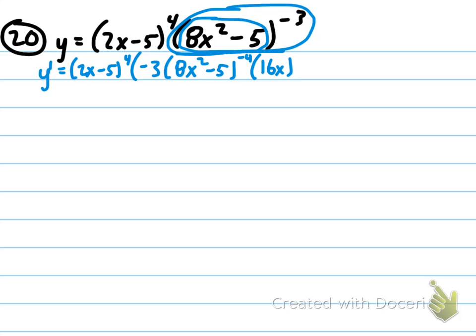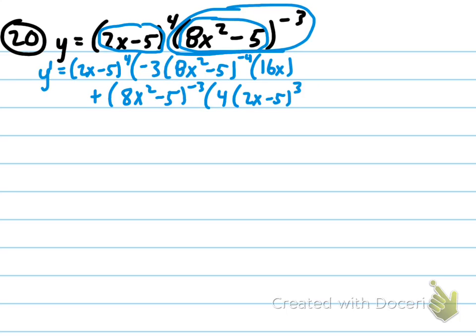Now I'm going to add to that the second function, which is 8x squared minus 5 to the negative 3, and I'm going to multiply that by the derivative of the first function, which is 4 times the inside, 2x minus 5, to the 4 minus 1, which is 3. But then, don't forget, we have this inside function here, so we have to multiply by the derivative of the inside, and the derivative of that inside is 2.